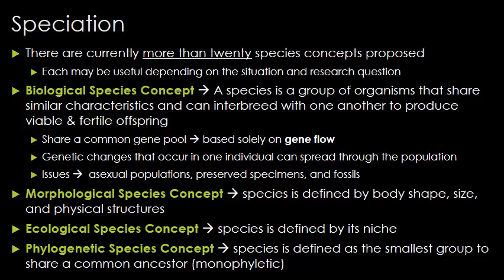This is true because that means they share a common gene pool, which does mean that the biological species concept is based only on gene flow. Because of that shared gene pool, a genetic change that occurs in one individual can spread through the population as that individual and its offspring mate with other individuals.